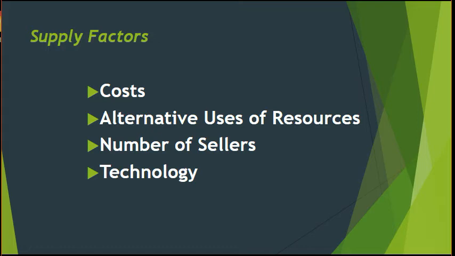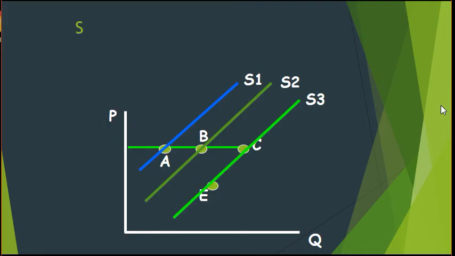Alternative uses of resources. Again, Ford only has so many factories. If they can use those factories to produce SUVs instead of cars to make more money, that's what they're going to do. You move your resources into what's profitable. If you're McDonald's and you start selling a product like pizza, McDonald's tried to sell pizza for a while, you don't put your resources into it unless it's a profitable thing to do. Number of sellers, obviously more sellers will increase supply, and better technology tends to increase supply of products.